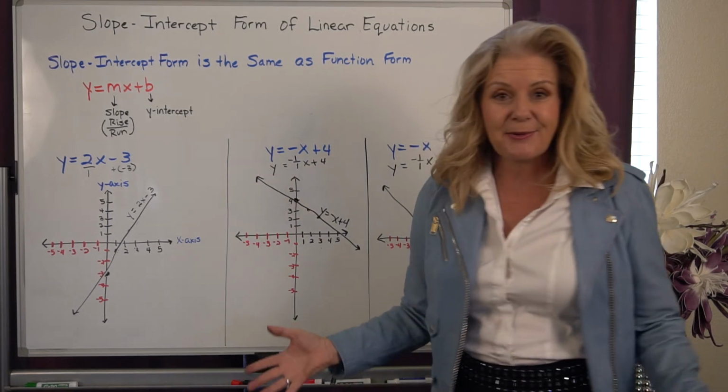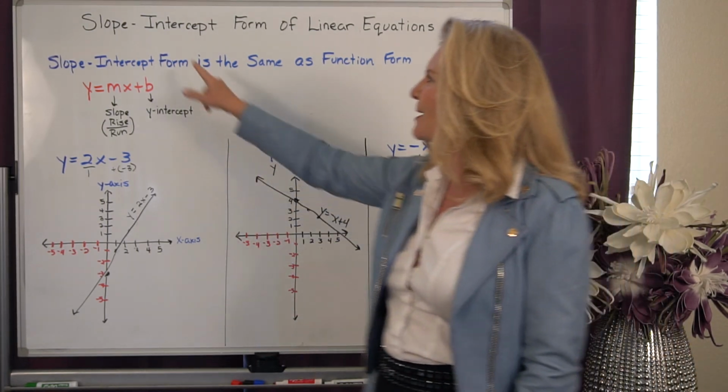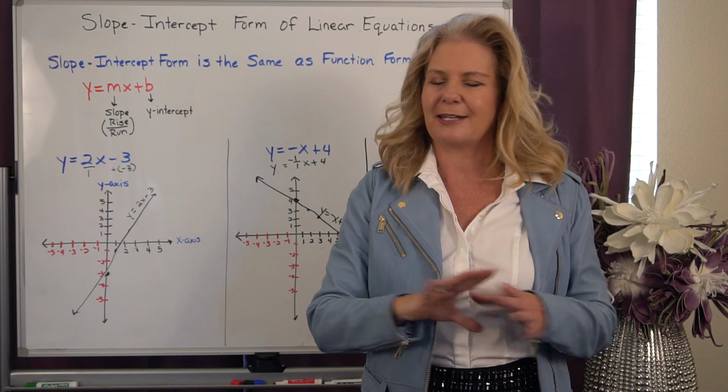So the easiest way to find the line of any linear equation is just by using the slope-intercept form. Read the code, and it'll always work.